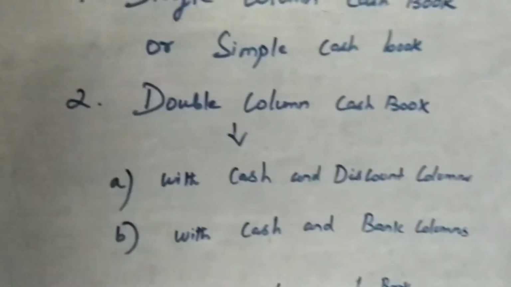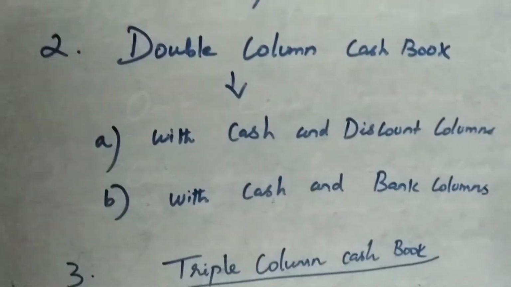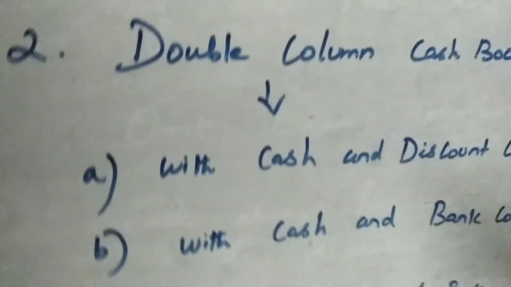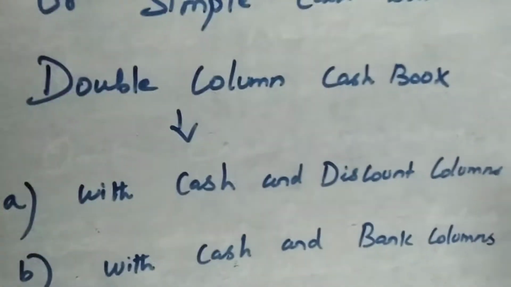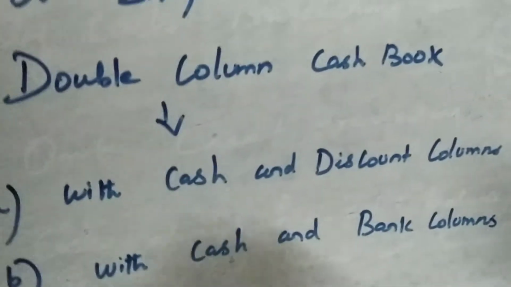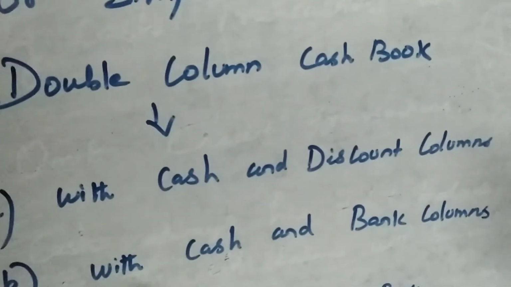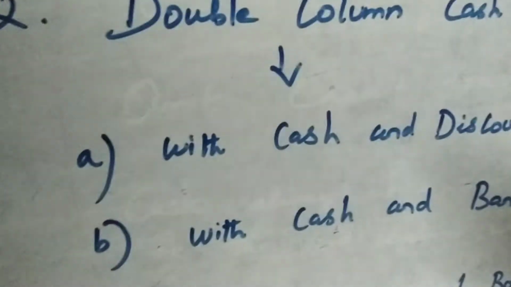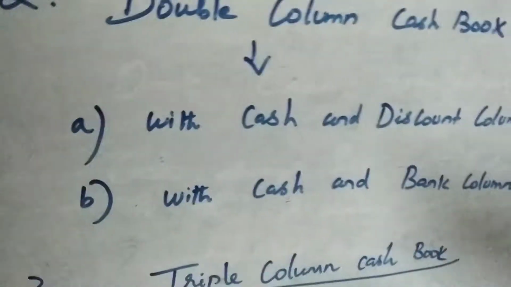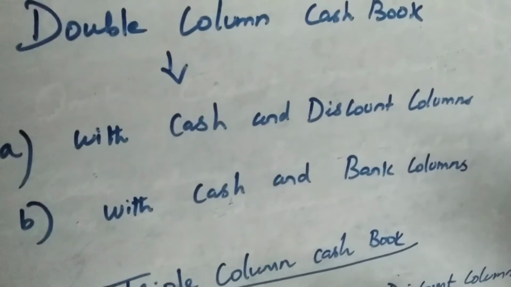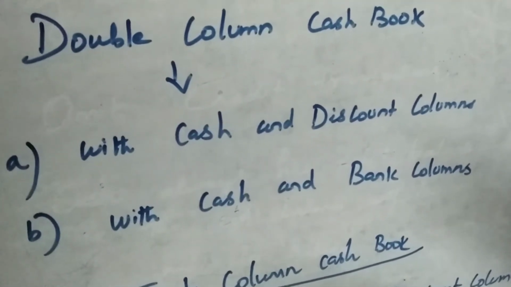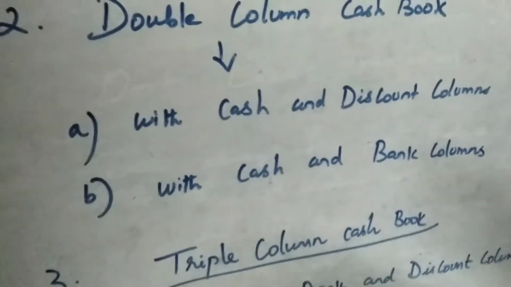The second type is a double column cash book. As the name suggests, double means two. This double column cash book can either be with cash and discount columns, discount allowed on the debit side, discount received on the credit side. And the other type is that you have cash and bank columns without discount. Double means two. Remember that.